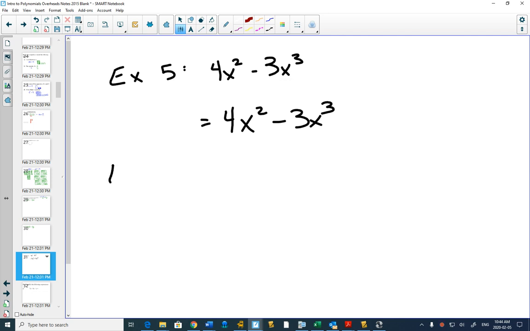Okay, example 6, though, I want you to try this one first on your own, which is minus 6m plus 4n minus 5n plus 8m.